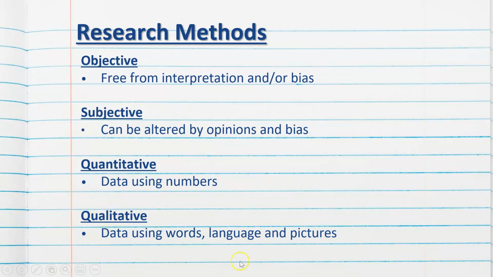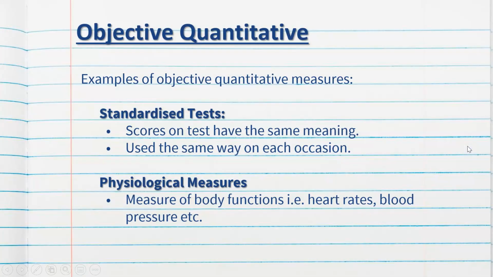Now we need to put these all together to talk about the different research methods that we have. So objective quantitative. So as I just said, obviously we're going to get with this method data that's in number form, so quantitative results. And they are free from any bias, so they are objective. So in other words, factual numbers that we can't argue with. So some examples of objective quantitative measures include standardized tests.